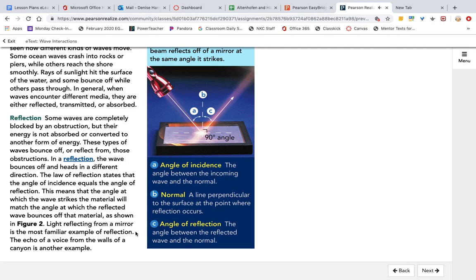Light reflecting from a mirror is the most familiar example of reflection. The echo of a voice from the walls of a canyon is another example.